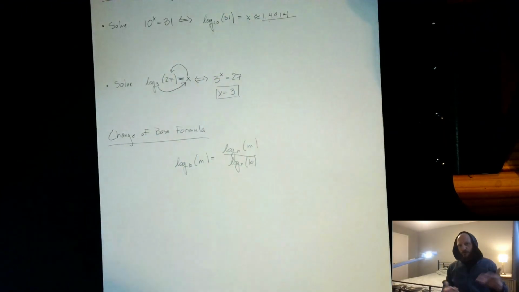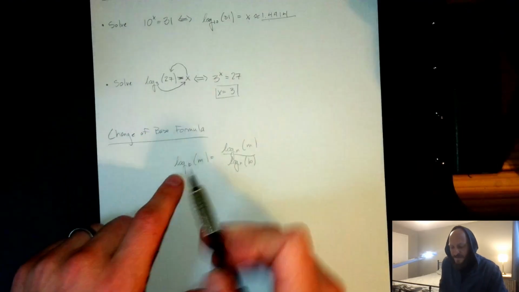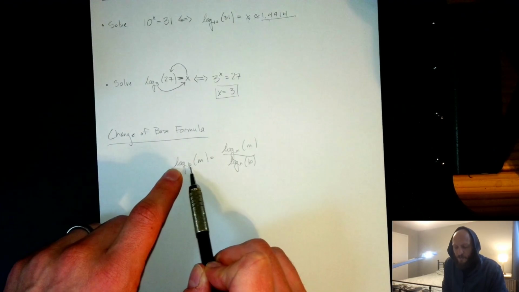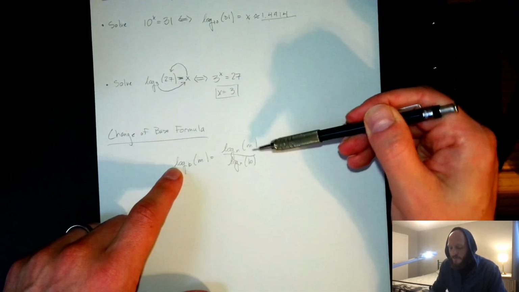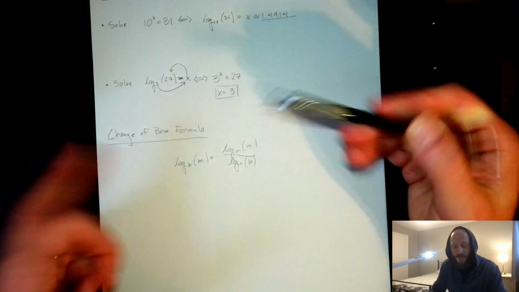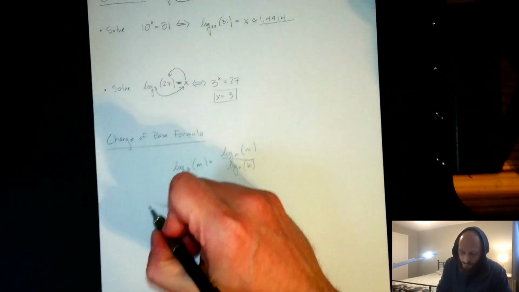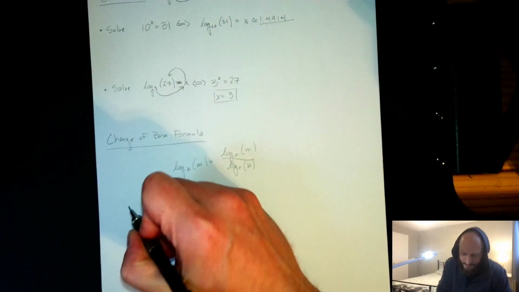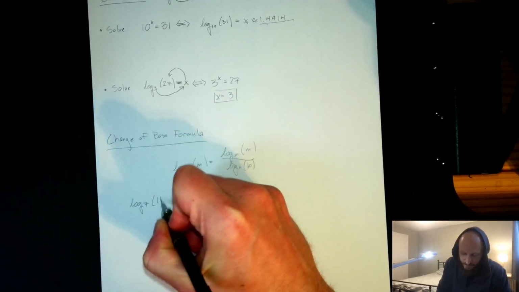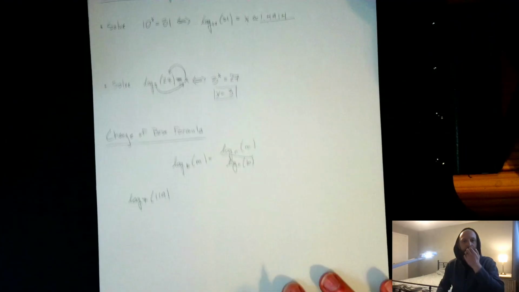So the idea, the whole reason it's called the change of base formula, is we can take some logarithmic expression that has whatever base, and we can rewrite it into a ratio of logs of whatever base we want. So we can choose this base n right here. So as an example, let's try to figure out what is log base 7 of 119.